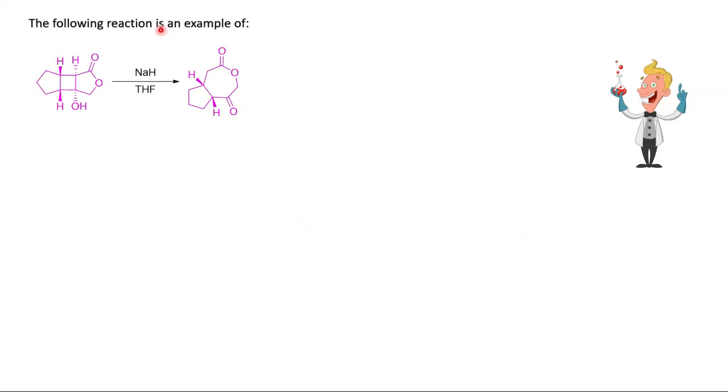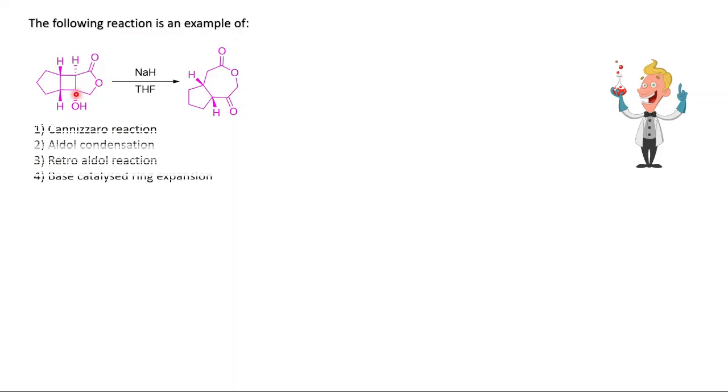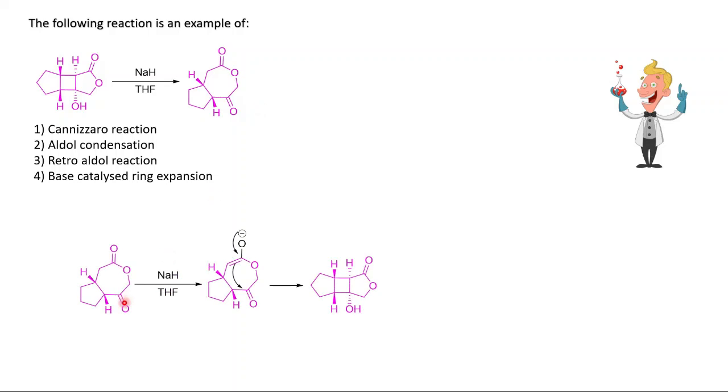Now come to the next question. The following reaction is an example of: the options are Cannizzaro reaction, Aldol reaction, retro-Aldol reaction, base catalyzed ring reaction. So the correct option will be retro-Aldol reaction. So if you retro this molecule, that is the product, you will get the reactant. How? I will show you that when you give NaH, that is sodium hydride, that is a base, it will form enolate, and when it attacks the carbonyl carbon, there will be formation of this, that is the reactant molecule. So this is a retro-Aldol reaction.